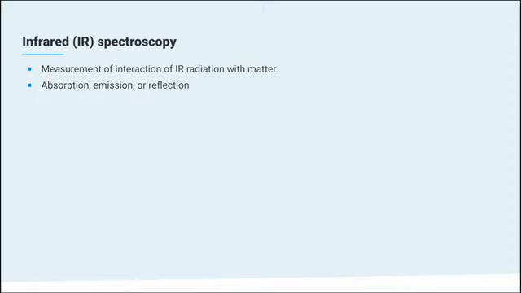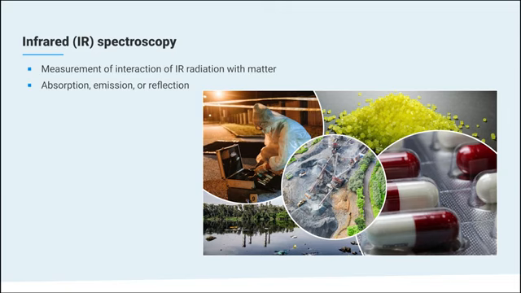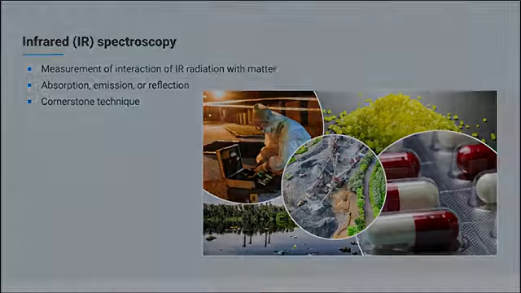IR spectroscopy is the measurement of the interaction of infrared radiation with matter by absorption, emission, or reflection. In an era where precise analysis of materials is critical, IR spectroscopy stands out as a cornerstone technique. But how does it work in the first place?